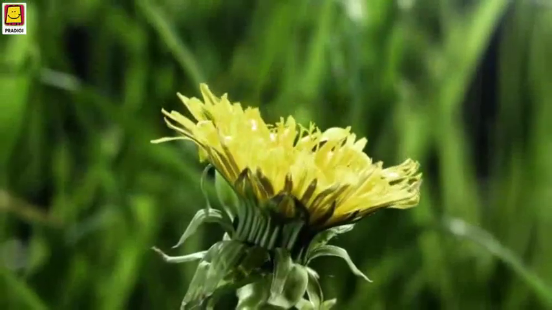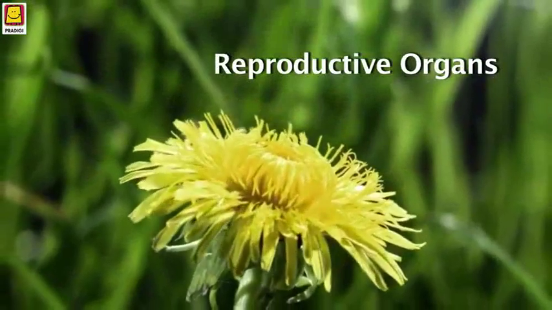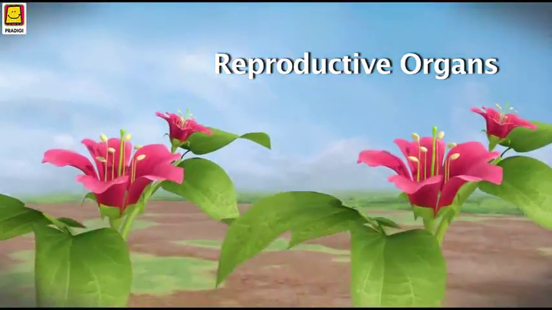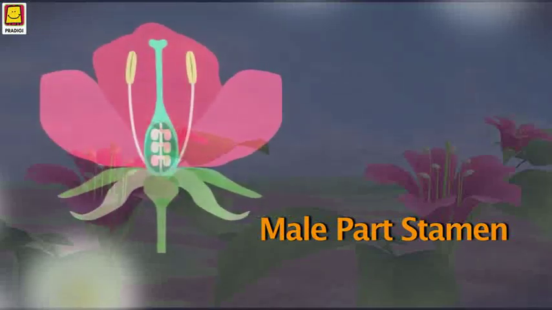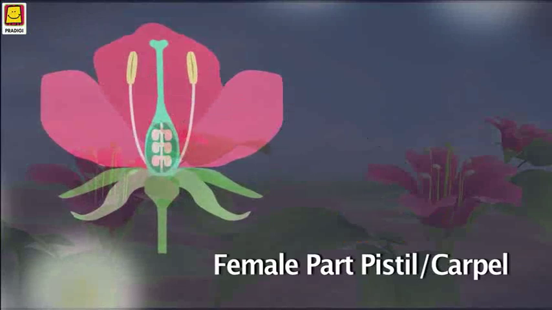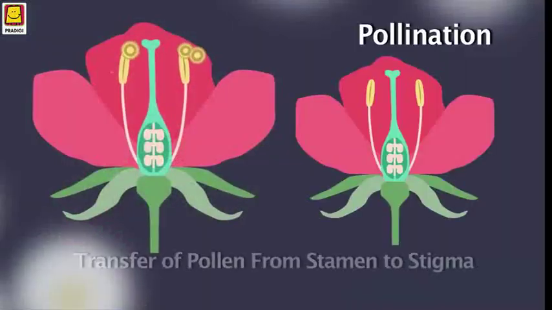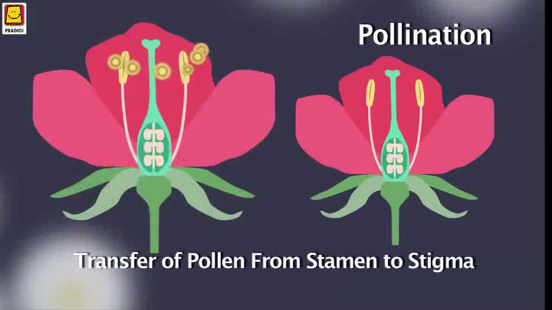We already know that flowers are reproductive organs of the plants. The male reproductive part of the flower is the stamen, and the female reproductive part of the flower is the pistil or the carpel. The upper part of the pistil is sticky and is called stigma. The process of transfer of pollen grains from the stamen to the stigma in a flower is pollination.